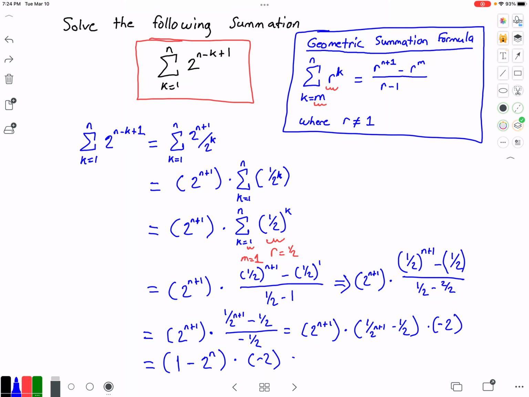Let's continue here. Now this is equal to negative 2 plus 2 to the power of n plus 1. And this is equal to 2 to the n plus 1 minus 2. And that is our answer.